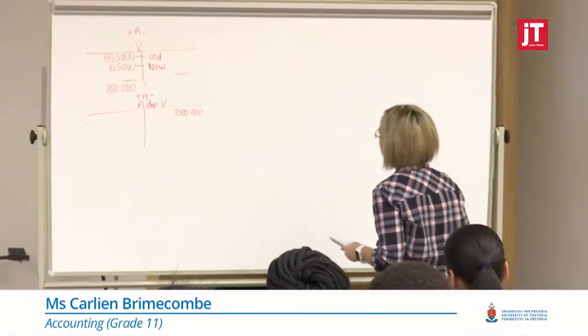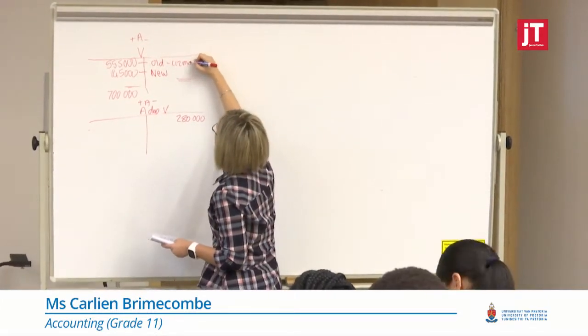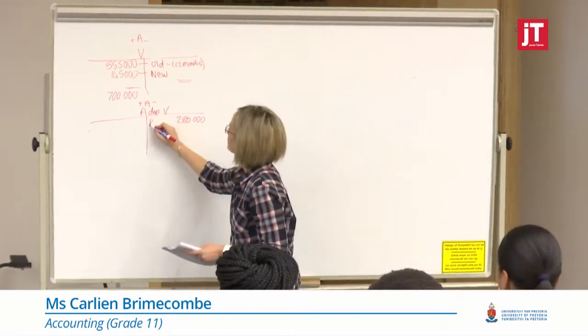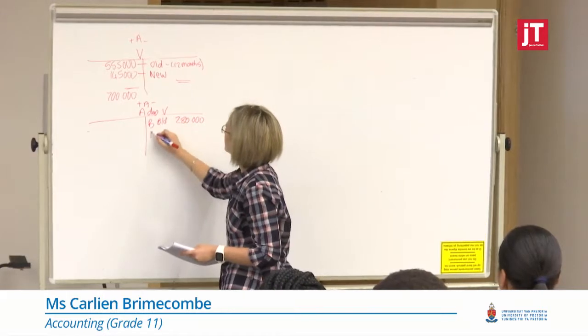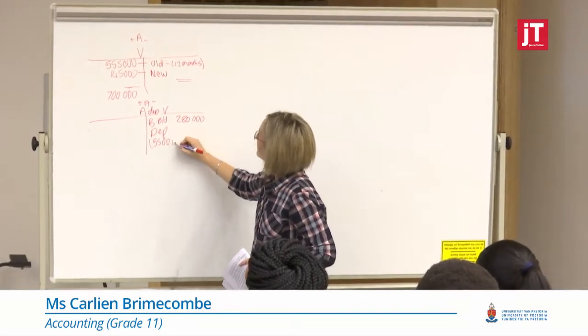And for how many months do we always calculate the old? Good. So what's your depreciation? Good. But I'm going to show it in brackets first, 55,000. Why? We still need to add the new.